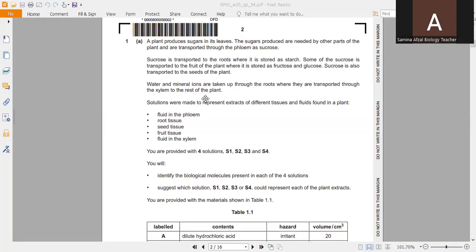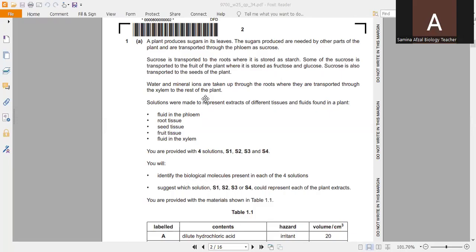a plant produces sugars in its leaves. The sugars produced are needed by other parts of the plant and are transported through the phloem as sucrose. Sucrose is transported to the roots where it is stored as starch. Some of the sucrose is transported to the fruit of the plant where it is stored as fructose and glucose. Sucrose is also transported to the seeds of the plant.